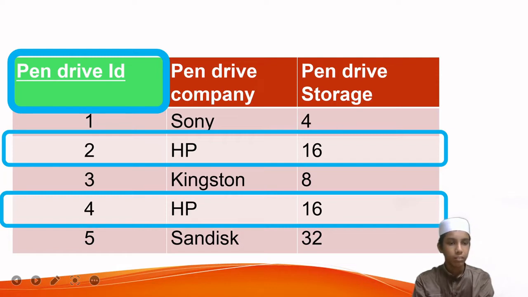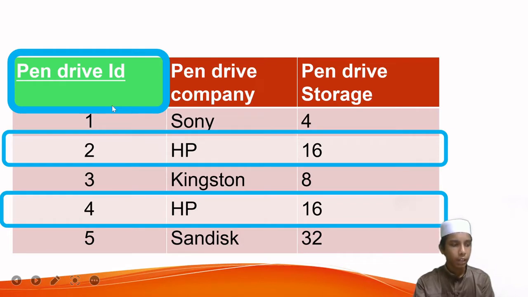Anyhow, so we have two pen drives whose storages are the same and whose production companies are the same. So in this case, how can we differentiate between these two pen drives? We have no problem. We can differentiate using the primary key. So we have this small table. Even if all of them are the same company and the same pen drive limits, we can differentiate with the primary keys.